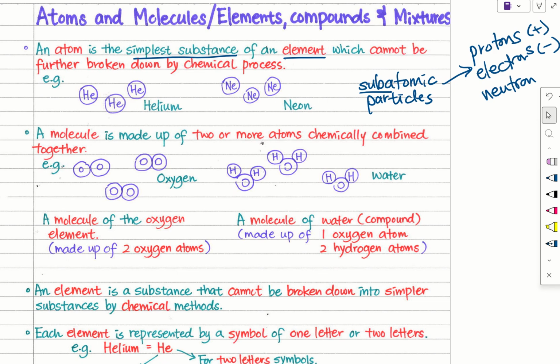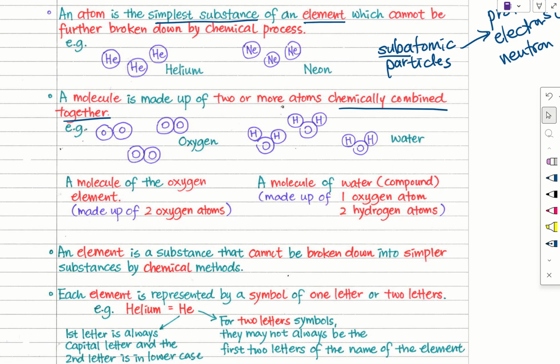A molecule is made of two or more atoms chemically combined together. The example that we show here is the oxygen molecule. It is a molecule because it's made out of two or more atoms chemically combined. But because it is made out of the same type of element, we call it a molecule of an element. To be more specific, it is a molecule of the oxygen element.